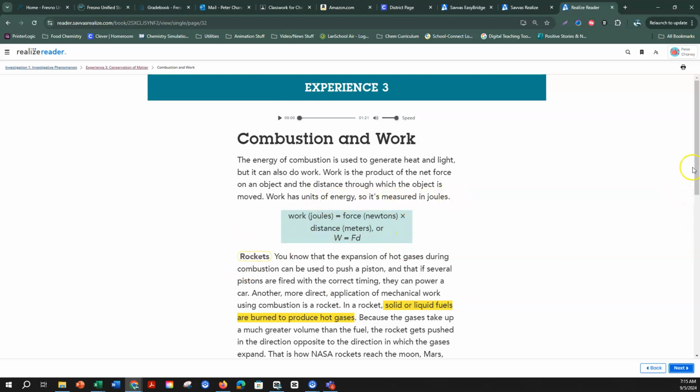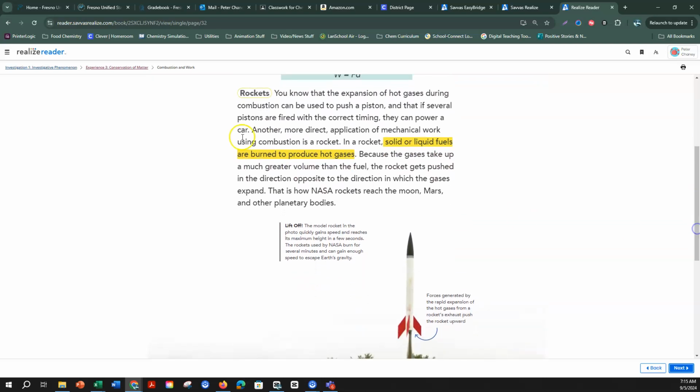So let's talk about rockets, because the lab is about rockets. We're going to circle the word rockets, and then you know that the expansion of hot gases during combustion can be used to push a piston, and that if several pistons are fired with the correct timing, they can power a car. We talked about that in one of the other sections where potential chemical energy was the gas, and then we put it into the gas tank, and from the gas tank the fuel pump pushes it through to the engine, and the whole process of an engine working to make your car move forward. Another more direct application of mechanical work using combustion is a rocket.